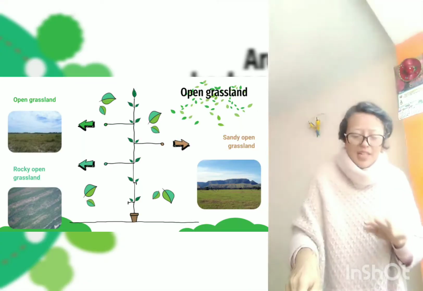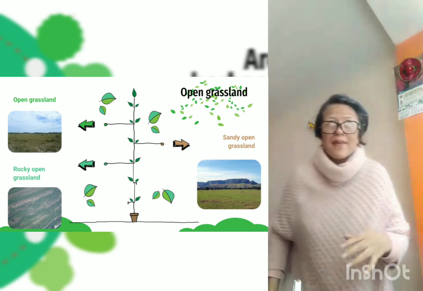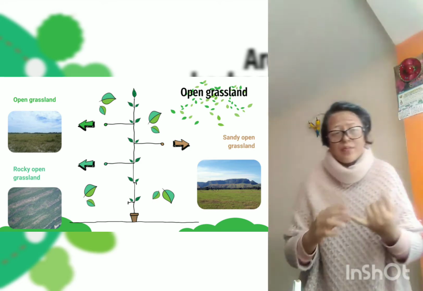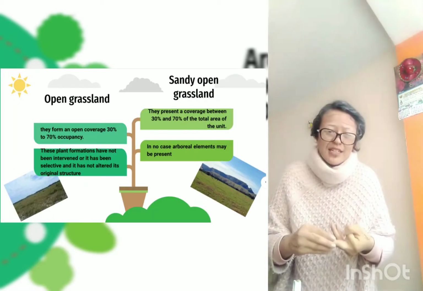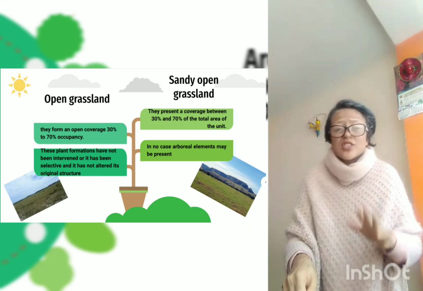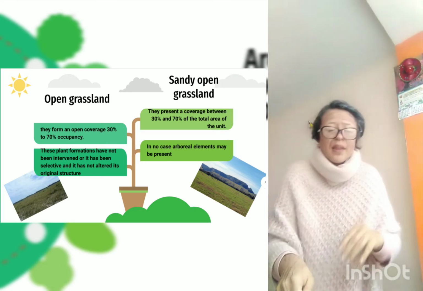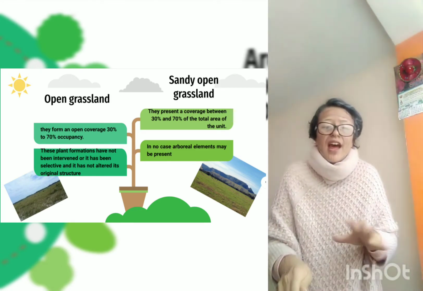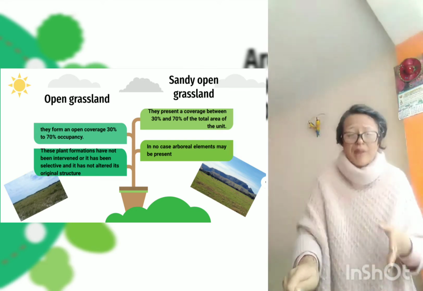And we have, on the other hand, the open grasslands. These are subdivided in three: the open grasslands, the rocky open grassland, and the sandy open grassland. The open grasslands are unstructured originally and not altered by humans. These compose a coverage of 30% to 70% of the occupancy.